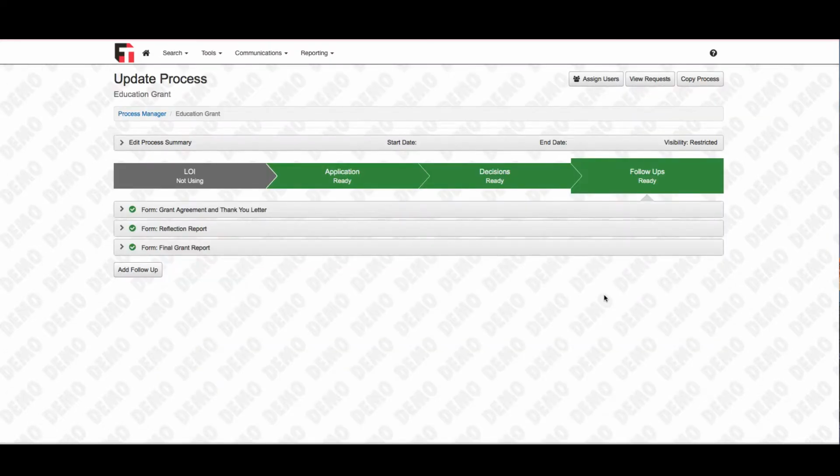Using our follow-up stage, you can assign any grantees follow-up forms. In this example, we have a grant agreement, reflection report, and final report. You could assign 10, 20, 30 forms after somebody's been awarded. Track their impact after they've been awarded for years to come. If you have grants that have installments or multi-year payments, have them submit feedback forms or interim reports before you cut your next check. Check the progress on how your nonprofits are doing and the impact your money is having.